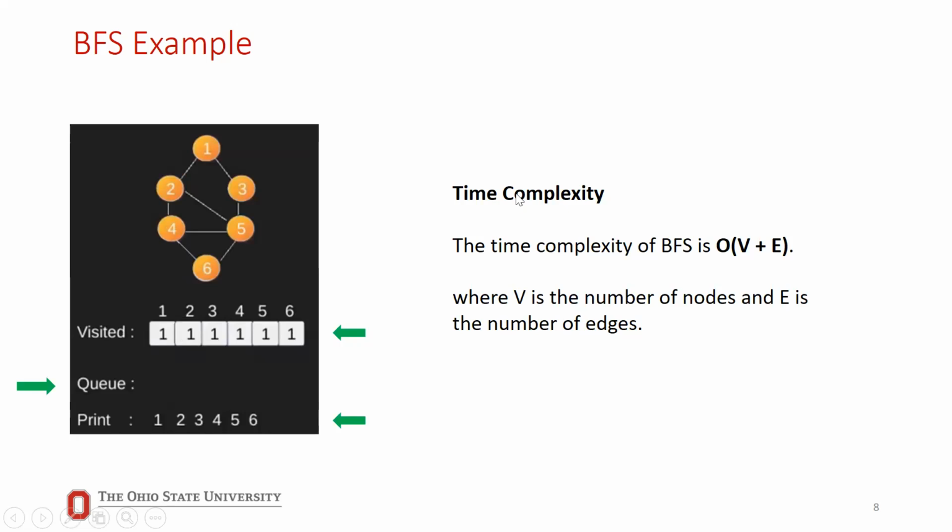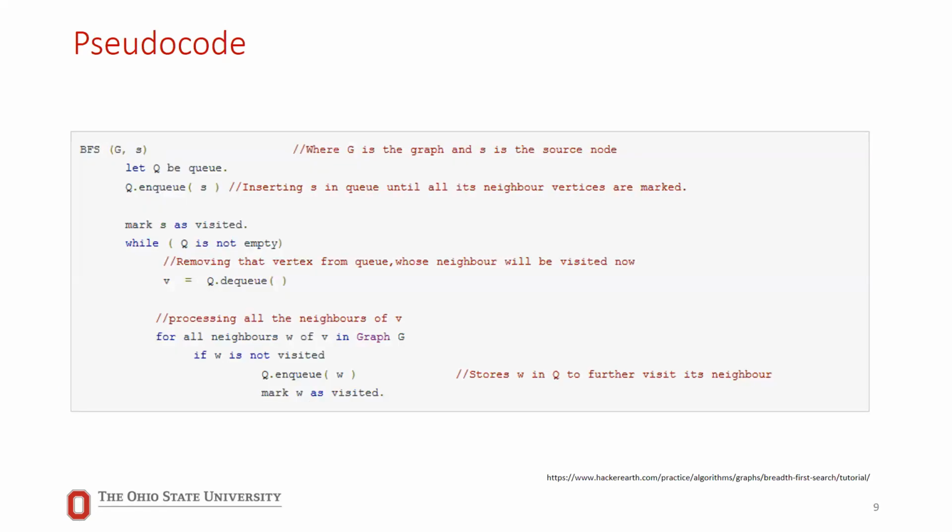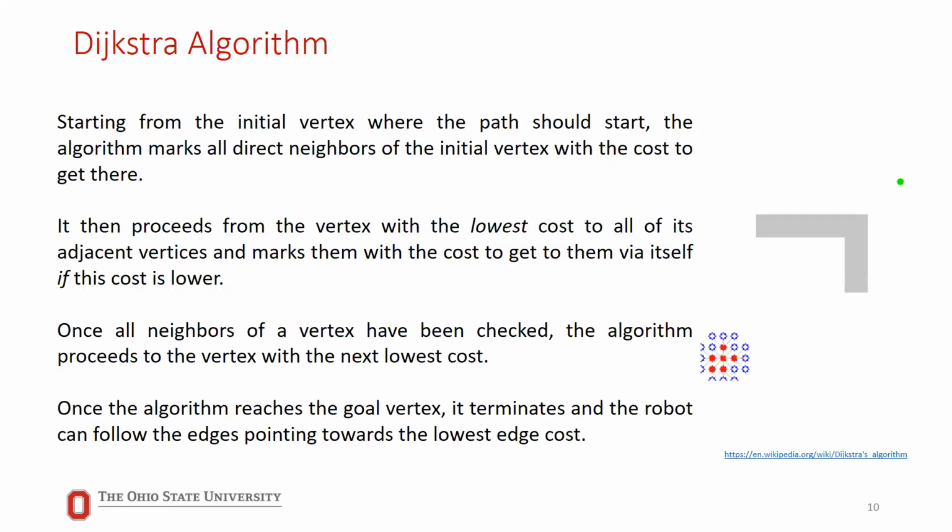And then the time complexity is V plus E, where V is the number of nodes and E is the number of edges that you have to go through. So you have to visit all the nodes and go through all the edges. That's how you add the complexity for this. This is pseudocode. If you want to write the code, it's basically the same thing that we just went over: having a queue, moving from queue to visited, and then to print or done.